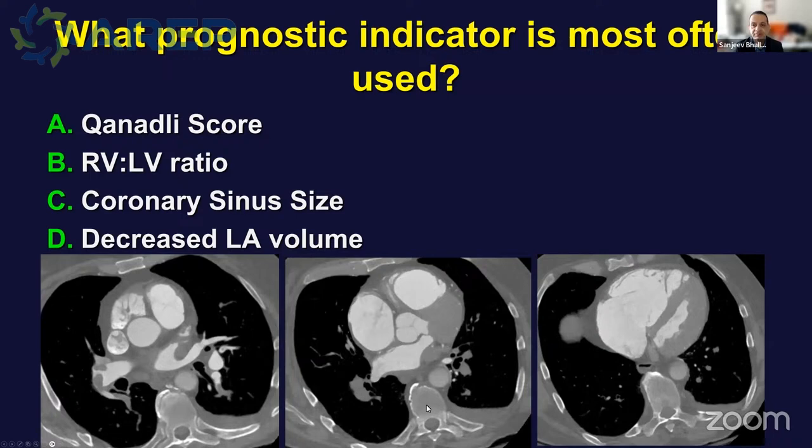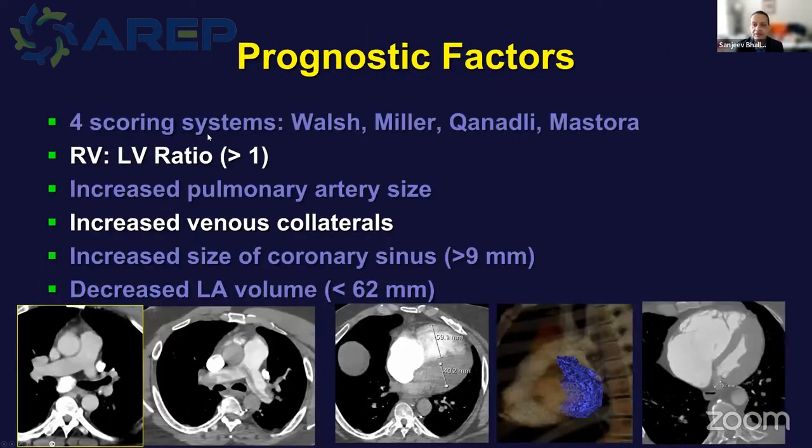very, very useful. So in purple, these are all the things that we don't tend to use very much. We tend to really rely on this RV to LV ratio. It's said to be 1 if you're not doing multiplanar reconstructions, and 0.9 if you are, to do a 4-chamber corrected view. Occasionally, you'll see increased venous collaterals, and that's because the RV pressures become so high that the contrast will go through the venous collaterals.